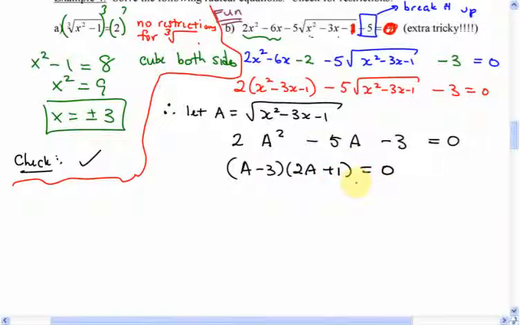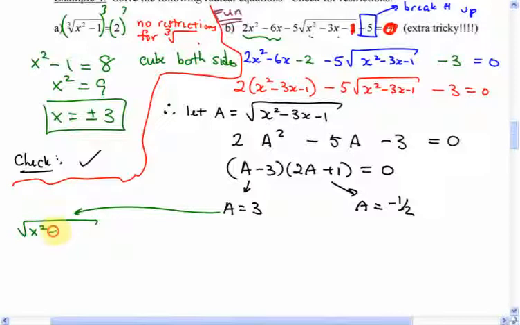Now, ladies and gentlemen, let's stop talking, please, so we can get this done. Now, not done yet because you need to solve for, I guess, a. I guess in this case, a equals 3. Over here, a equals negative 1/2. Now, that's a, but what did I ask you to solve for? X. So go ahead and resubstitute now. I'll say the square root of x squared minus 3x minus 1 equals 3. And over here, the square root of x squared minus 3x minus 1 equals negative 1/2.